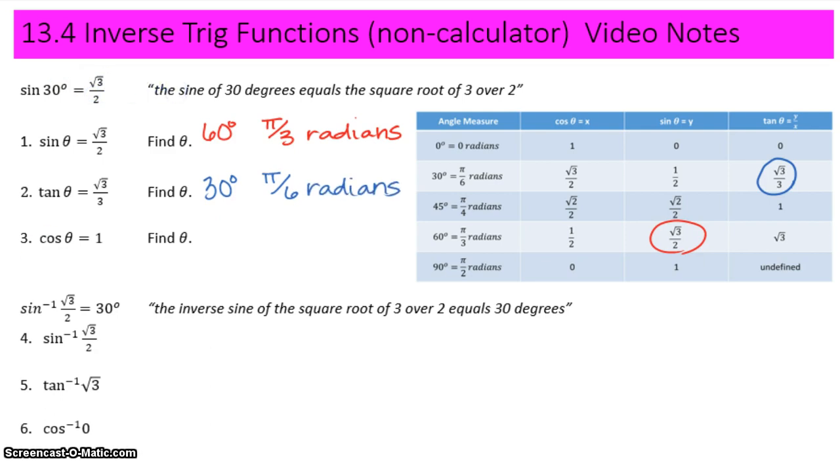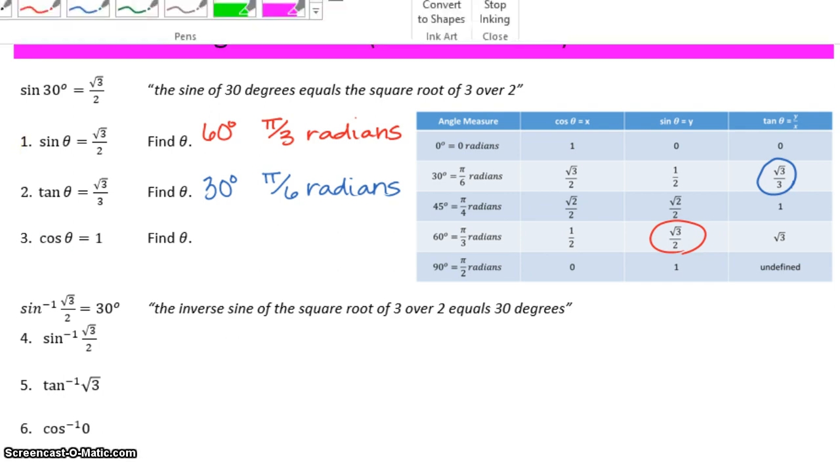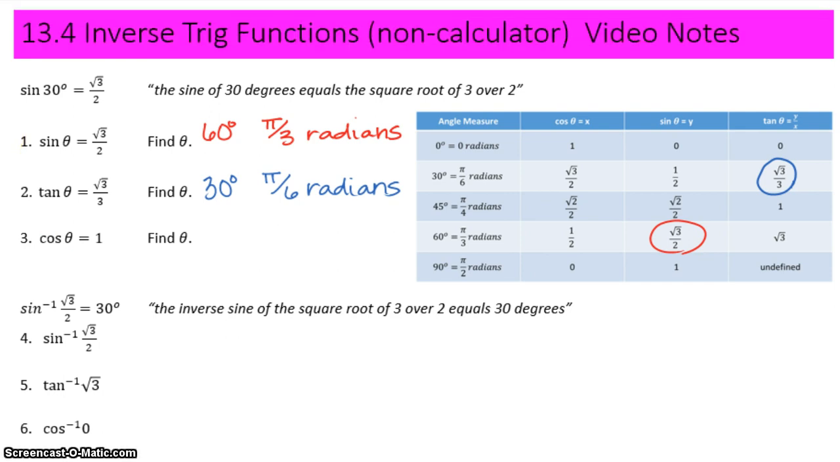And then if we have the cosine of theta equals 1, and we need to figure out what theta is, we know that when the cosine is 1, theta must be 0 degrees, or 0 radians. Okay, so what you are doing there is working backwards, and that's called the inverse trig functions. You are doing the inverse here even though you haven't heard of it yet.